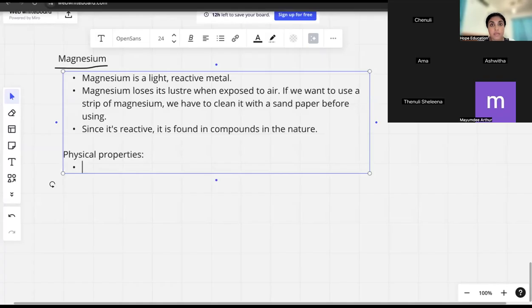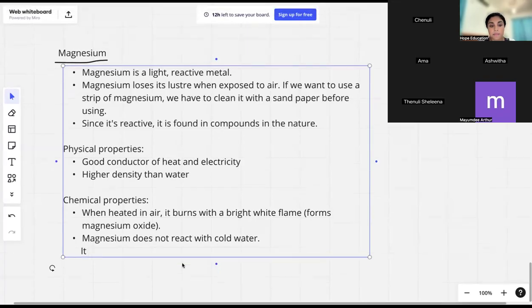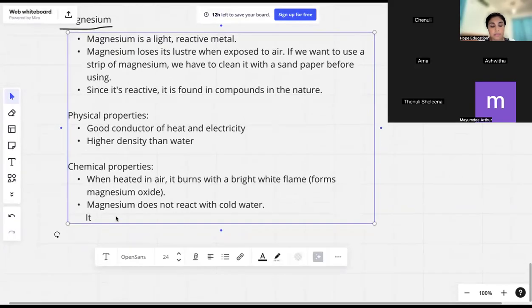Teacher, after the physical properties, we can't see anything. Now can.